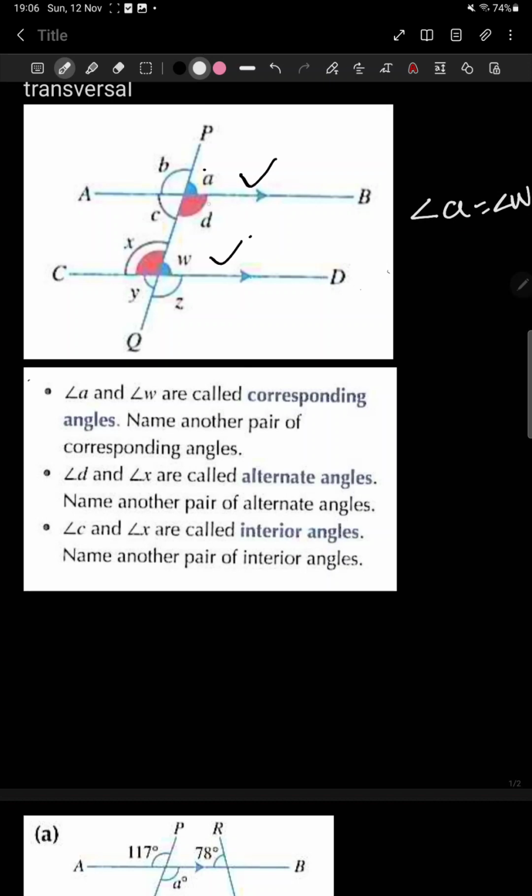Now how is D? D is down on the right side, and Z is down on the right side. So angle D will be equal to angle Z, and the reason is they are corresponding. All the corresponding angles will be equal to each other. In the same manner, angle B will be corresponding to angle X, and angle C will be corresponding to angle Y. So in this way we have a set of four corresponding angles, and they are equal to each other as well.